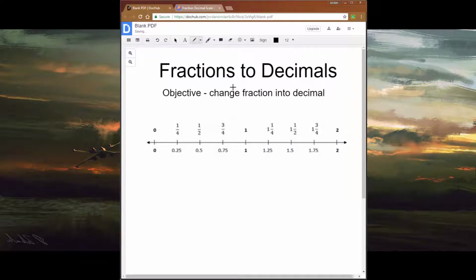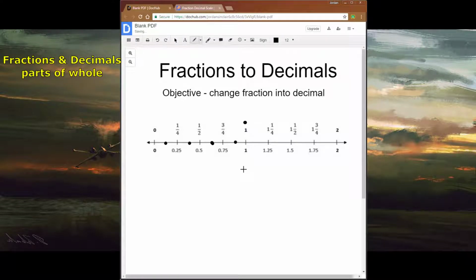Today you will be learning about the relationship between fractions and decimals. The learning objective is for you to be able to change any fraction into a decimal. We have discussed before that fractions are parts of a whole. For example, on the number line you see that 1 is separated into 4 parts.